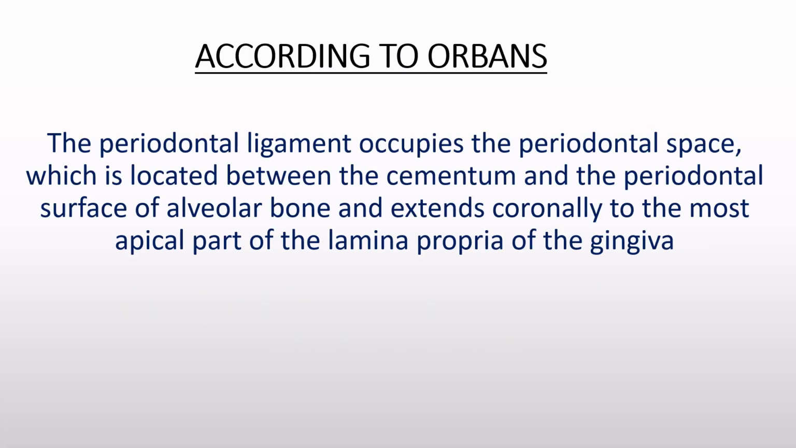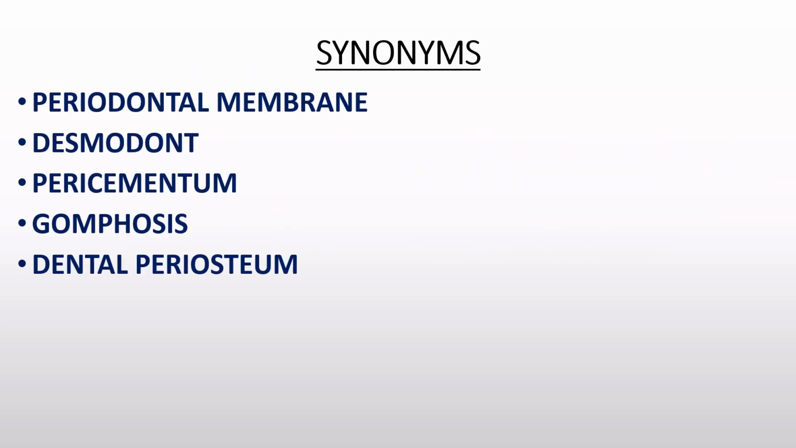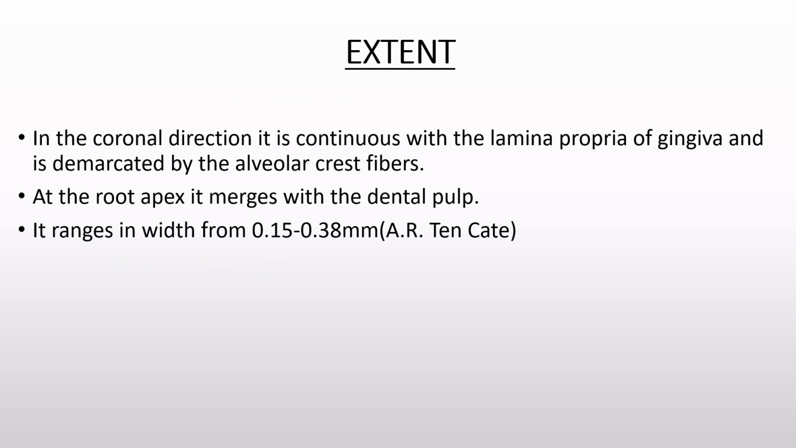Coming to the definition according to Orban, the periodontal ligament occupies the periodontal space which is located between the cementum and the periodontal surface of alveolar bone, and it extends coronally to the most apical part of the lamina propria of the gingiva. Over the past years, various synonyms have been described for the periodontal ligament, which include the periodontal membrane, desmodont, pericementum, gomphosis, dental periosteum, etc.